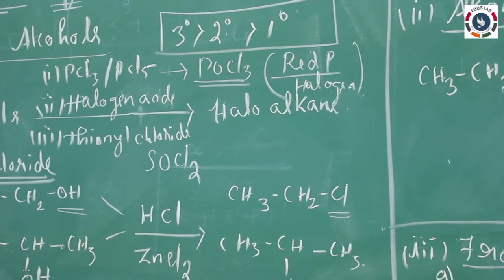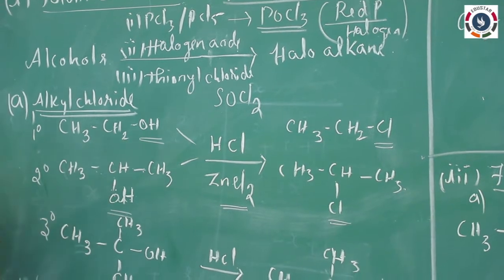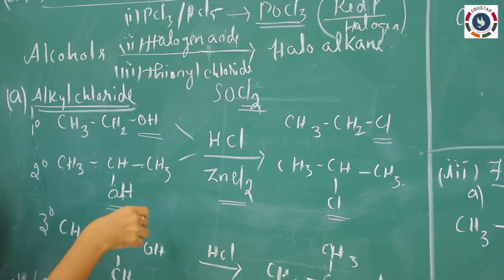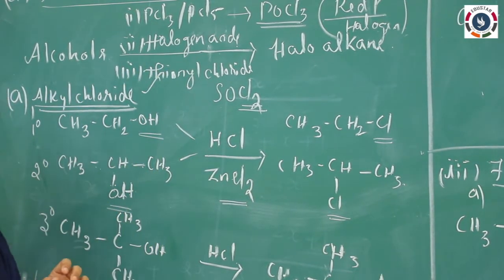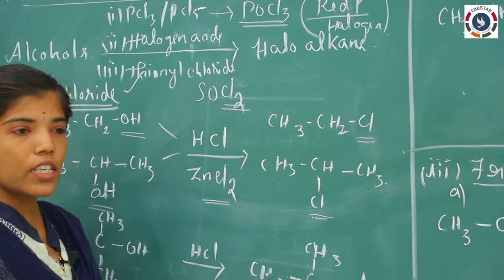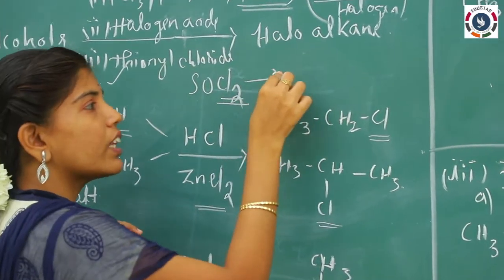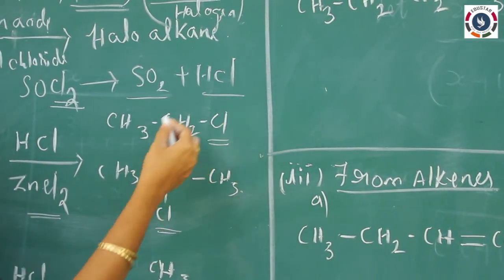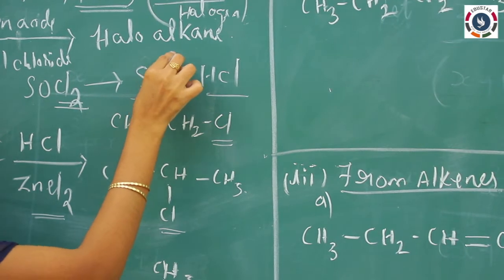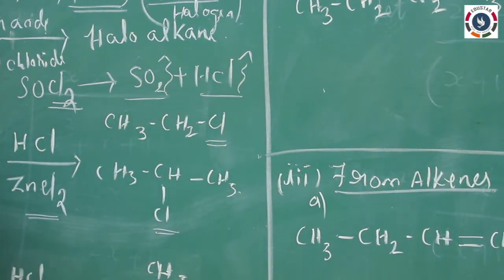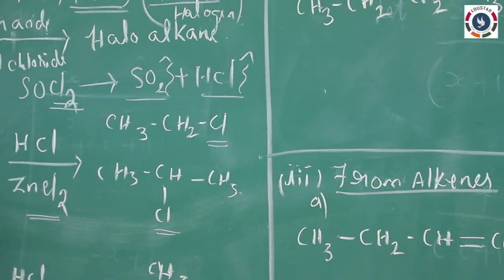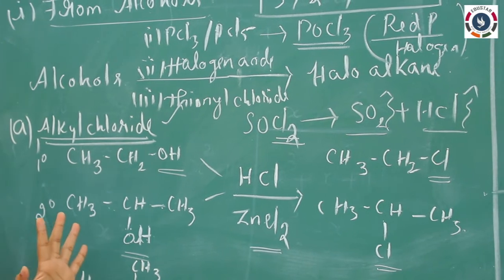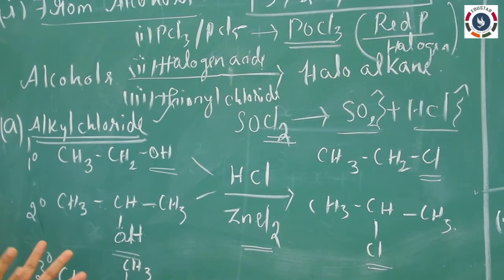The third method is thionyl chloride. In case of thionyl chloride, the chloride will be substituted in the place of the OH group. But this thionyl chloride is said to be the ideal method. Why is thionyl chloride said to be the ideal method? Because it will give only sulfur dioxide and HCl. Since both of these products easily escape from the reaction medium, this is said to be the ideal method for preparing haloalkanes from alcohol. Remember, this method is not suitable for preparing any haloarenes.